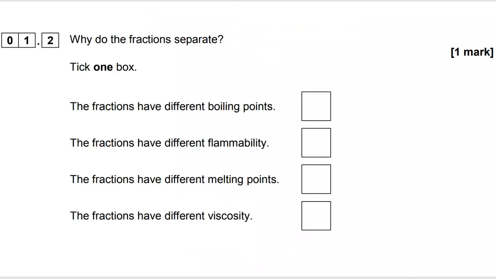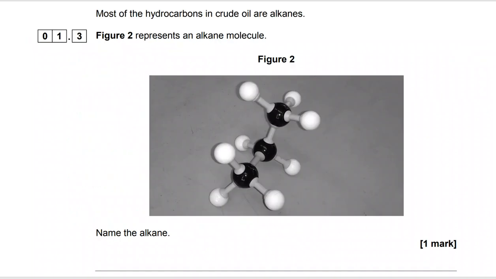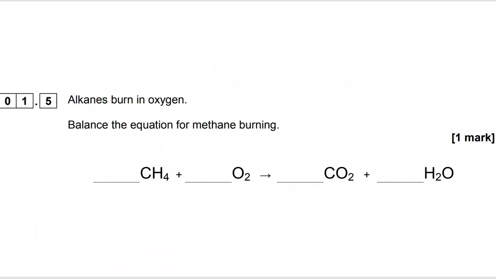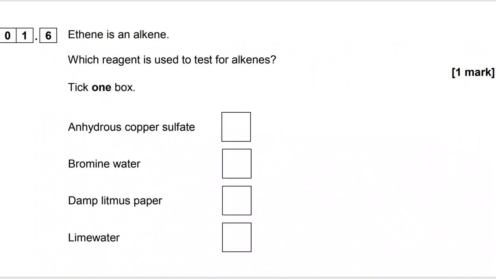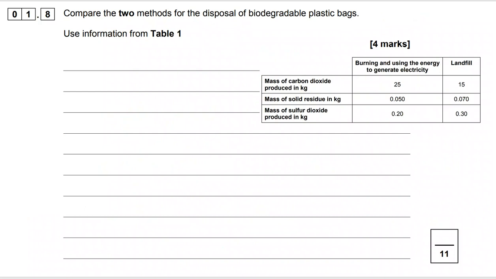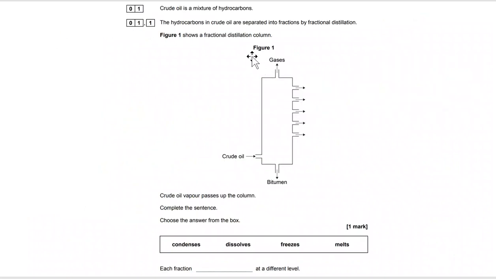1.2, 1.3, 1.4, 1.5, 1.6, 1.7, and finally 1.8. So going back to the beginning, we've got 1.1: crude oil, a mixture of hydrocarbons.